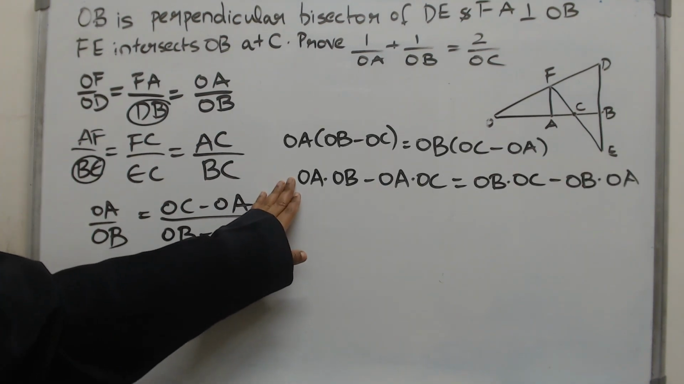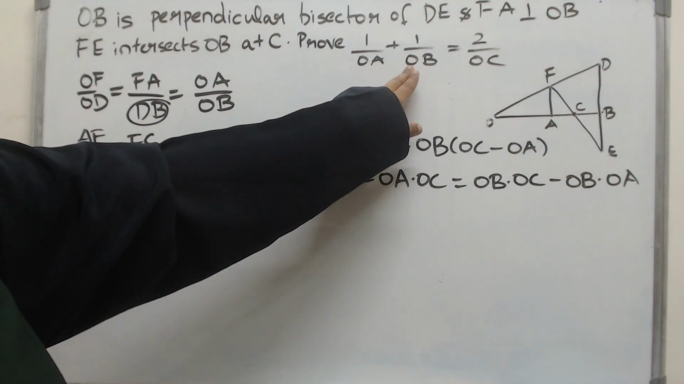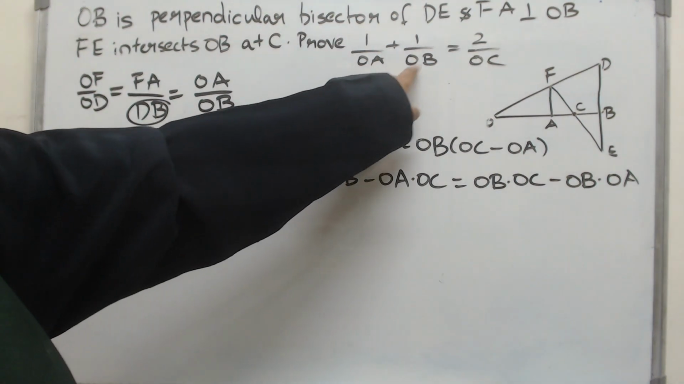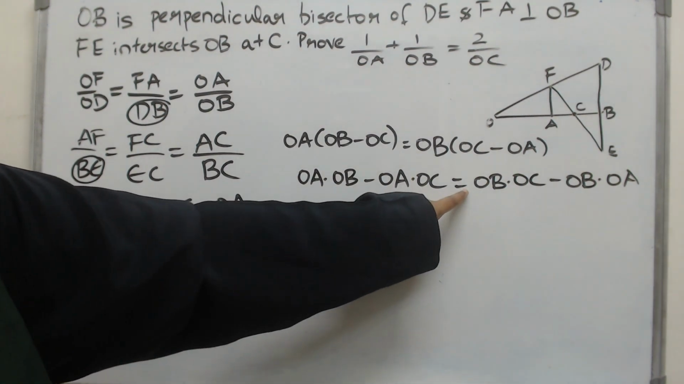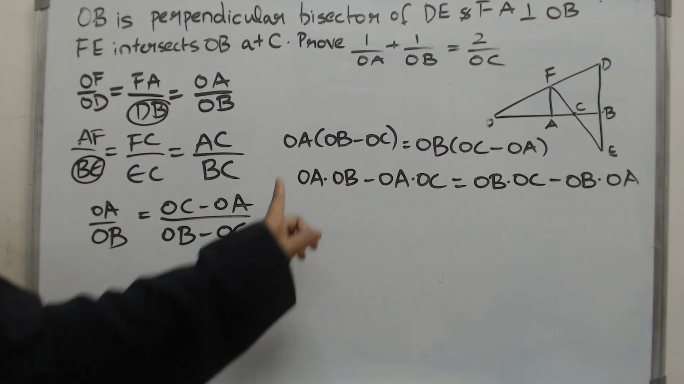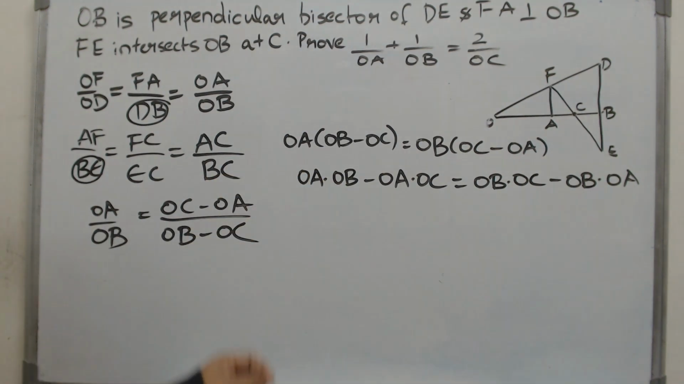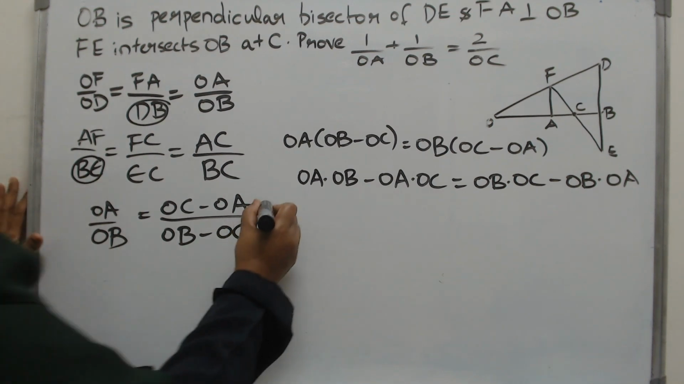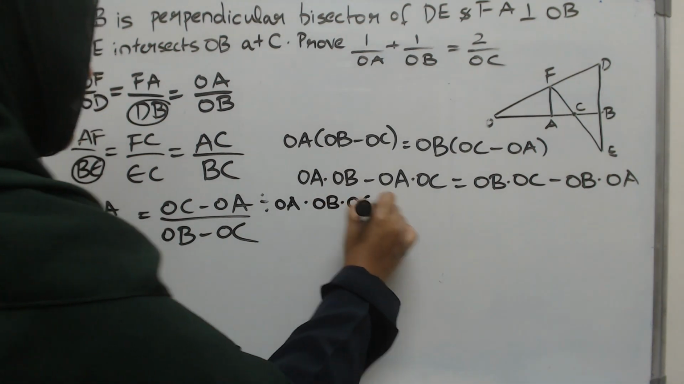Now, how will we proceed from this step? What do you see here? There are 3 quantities which we need to prove a relation between, which are OA, OB and OC. And if you look at this equation that we have here, what do you notice? In each of the terms, there is one thing missing. Here, OC is missing. Here, OB is missing. In each of the terms, one of these quantities is missing. So why don't we divide everything by OA into OB into OC?